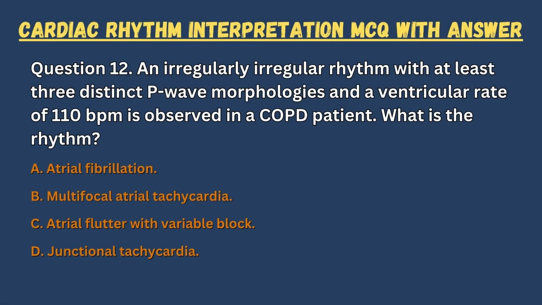Question 12. An irregularly irregular rhythm with at least 3 distinct P-wave morphologies and a ventricular rate of 110 BPM is observed in a COPD patient. What is the rhythm? A. Atrial fibrillation. B. Multifocal atrial tachycardia. C. Atrial flutter with variable block. D. Junctional tachycardia.